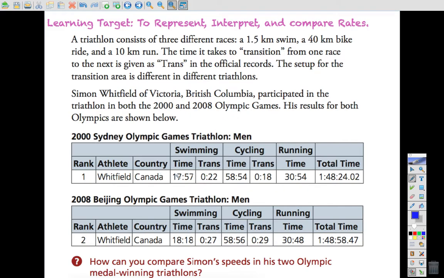So we're looking at this, and the question would be, how can you compare Simon's speeds in his 2 Olympic medal-winning triathlons? You can see he got a gold medal here, and a silver medal here. So how can we compare his speeds? One important thing is that I would hope that when you see the word speed, you already start thinking, hey, that's referring to a rate. Since we're dealing with 2 separate quantities here, we have distances of 1.5 kilometers, 40 kilometers, and 10 kilometers, and what's being presented in the table are a bunch of times. So that's where we're going to get our speed from, remembering that speed is simply distance over time without direction.